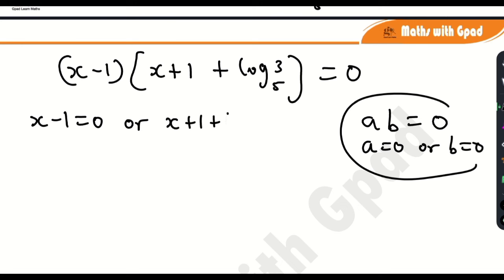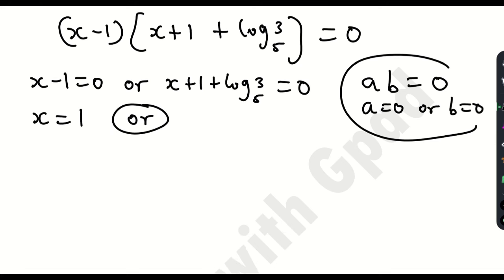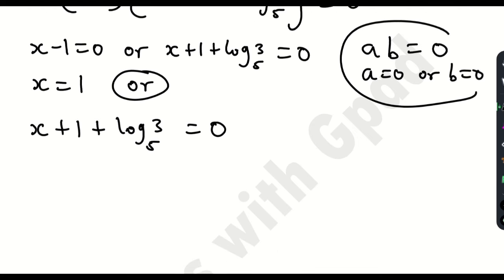So x plus 1 plus log 3 base 5 is equal to 0. So what do we have here? If you transpose -1 to the right hand side, you're going to have x is equal to 1 or this other one. Let's rewrite this one under. I'm now going to have what? x plus 1 plus log 3 base 5 is equal to 0. So what do we do here? Let me move this to the right hand side. So we'll have that x is equal to -1 negative log 3 base 5. So this is the other value of x.